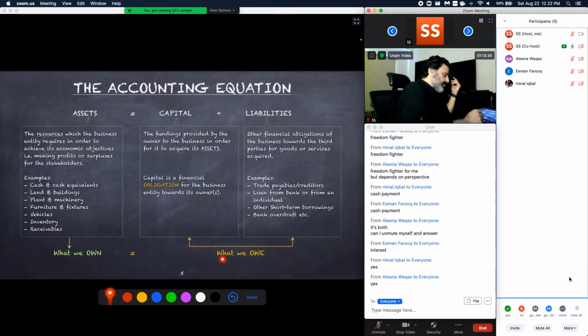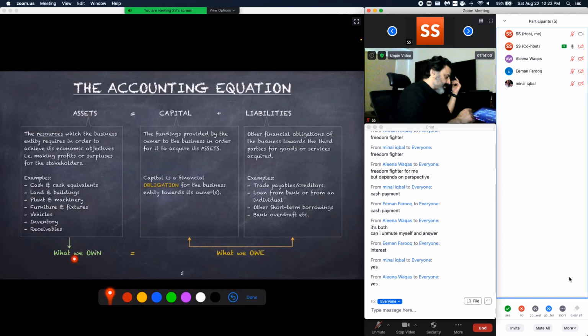What you owe is broadly categorized into what you owe to your owner, that is what you call capital, and what you owe to third-party financiers, we call them liabilities. So what we owe is always going to be equal to what we own, right? And what we own is the assets. All of this, cash and cash equivalents, land and building, plant and machinery, is what we own.